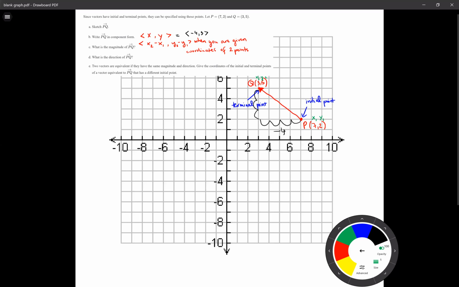Okay, a few of you confirmed with me you still get the same thing. I appreciate it. All right, so if we do it algebraically, I have x2 minus x1 comma y2 minus y1, and I just replace by numbers. So I have 3 minus 7 comma 5 minus 2, and that will give me -4 comma 3. So we get the same thing. No matter which way we do it, we get the same answer.